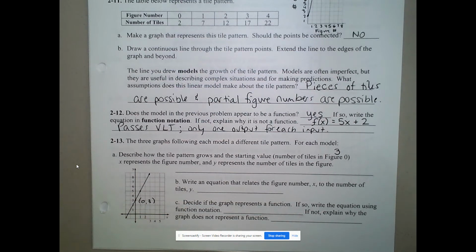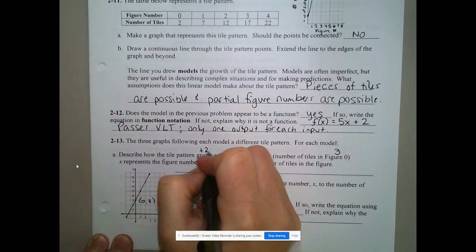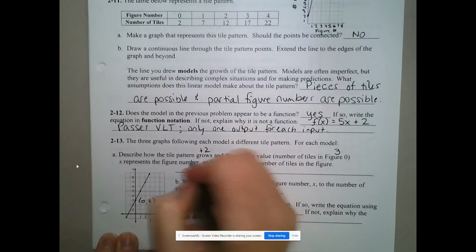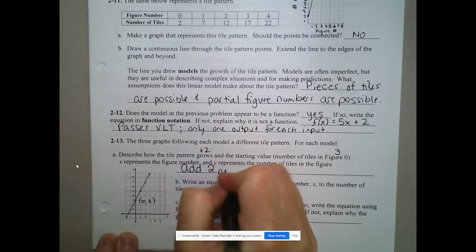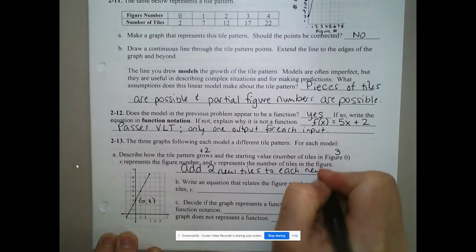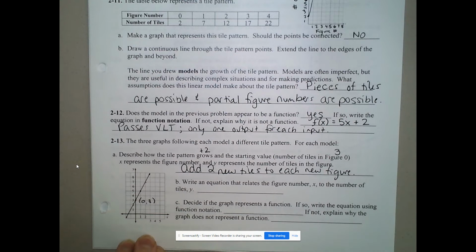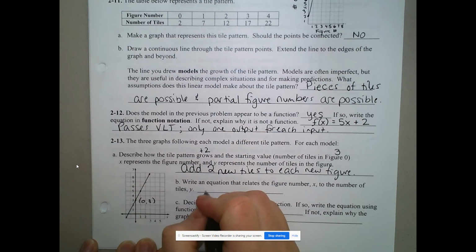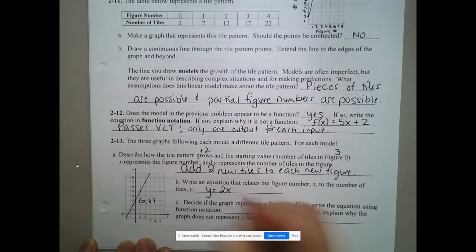And the growth pattern. So what is happening? Every time I go over to one new figure, 2 more tiles. One new figure, 2 more tiles. So my growth pattern would be plus 2. So what are we doing? We're adding 2 new tiles to each new figure. Write an equation that relates the figure number x to the number of tiles y. So if it's a plus 2, plus 2, plus 2, it's repeated addition. That's going to be y equals 2x. And then our initial is 3, so plus 3.